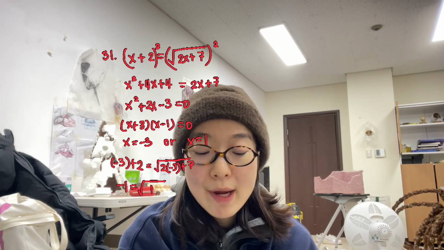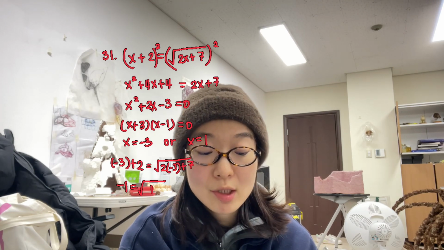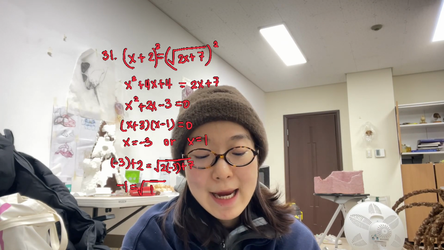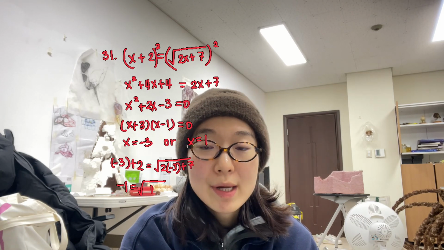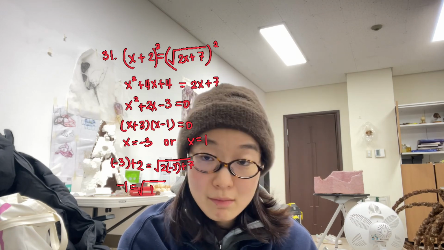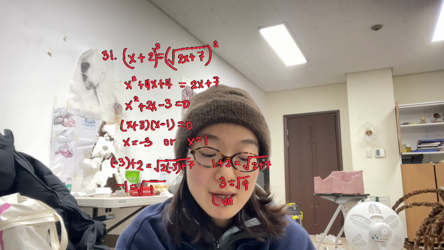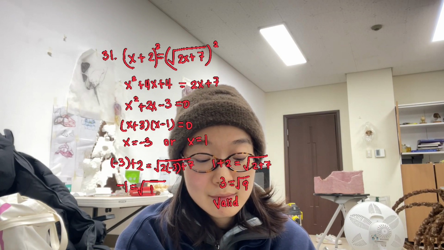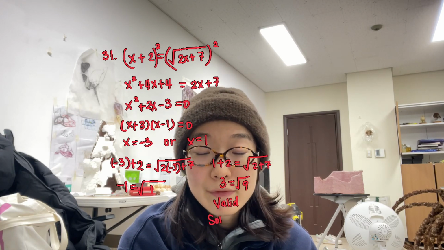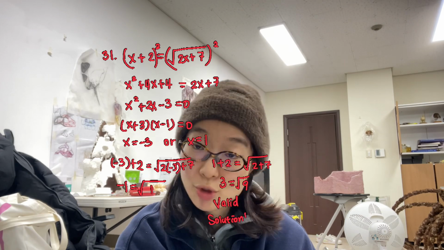And when I substitute x equals 1, I get 1 plus 2 equals square root of 2 plus 7, which makes this the valid solution. And x equals negative 3 is our extraneous solution.